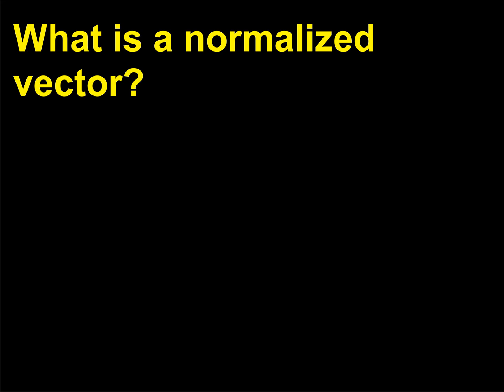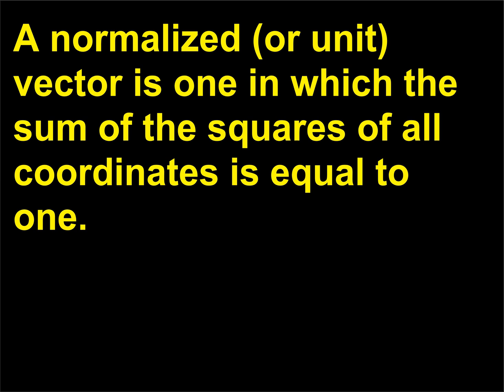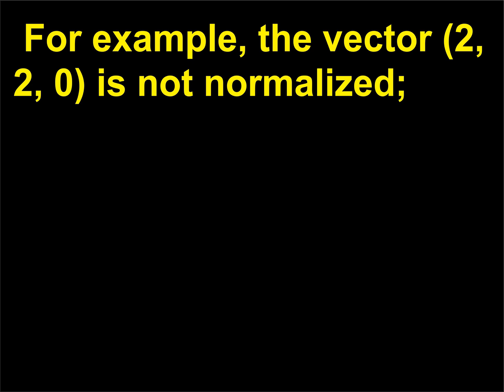A normalized, or unit, vector is one in which the sum of the squares of all coordinates is equal to 1. For example, the vector 2, 2, 0 is not normalized. The vectors 0.707, 0.707, 0.0, and 1.0, 0.0, 0.0 are normalized.